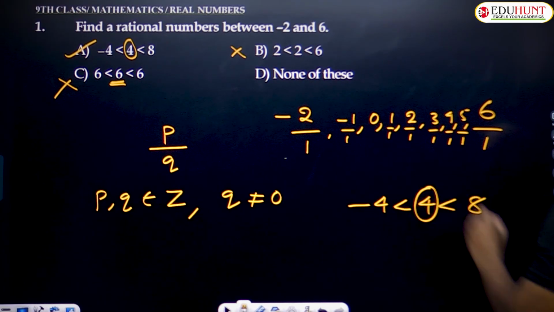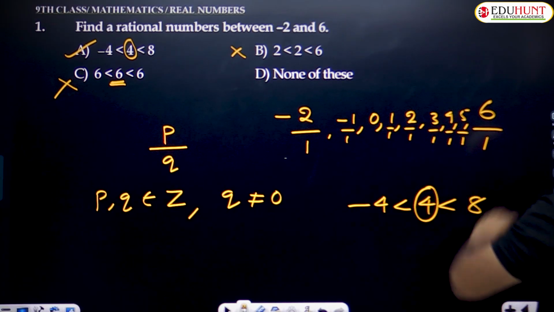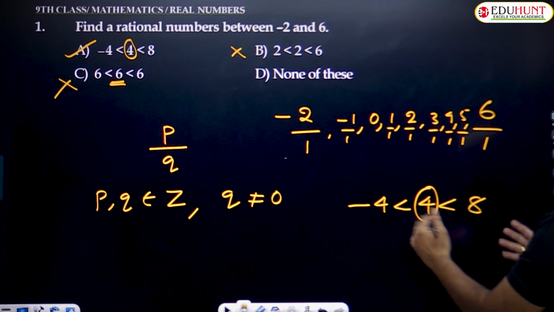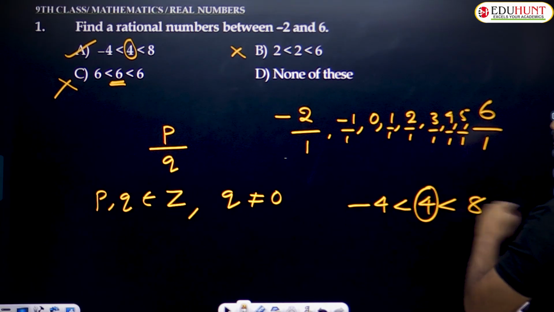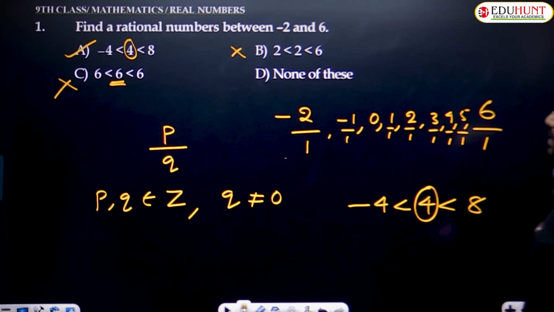So it is one of the rational numbers between -2 and 6. But what I am given are the extreme conditions -4 and 8, it is bounded between them, it is one number between -4 and 8. So clear. So option A is the right answer.